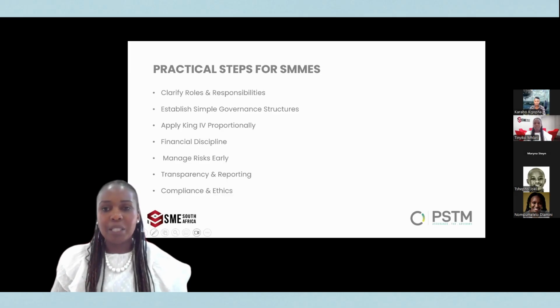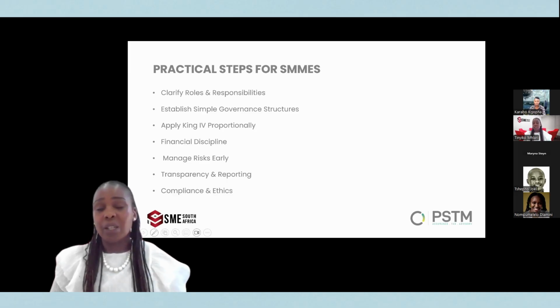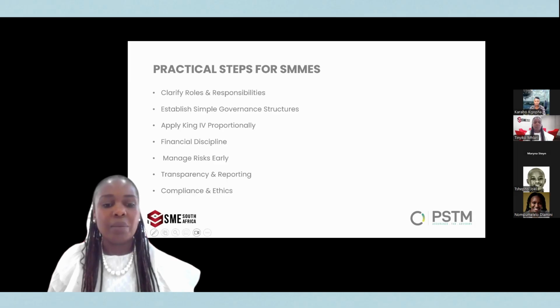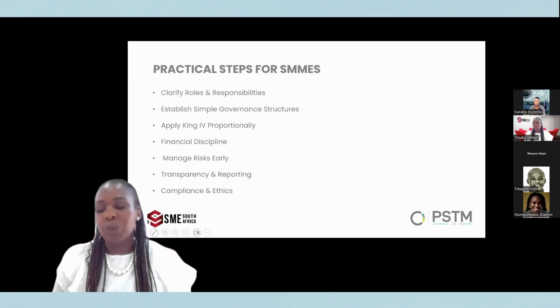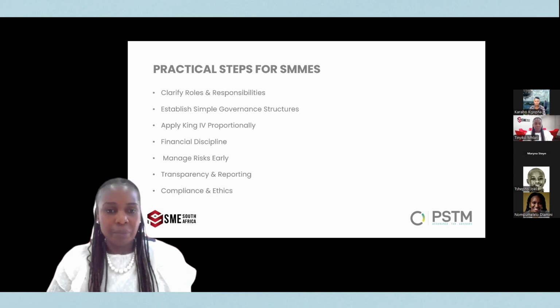Transparency and reporting, very, very important. As I've said earlier, we need to be reporting on time. Compliance and ethics: I've said, ethics is the glue of the organization. Ethical culture is the glue. Compliance is critical because this is what we need to be complying with to deliver on our mandate. So it's very, very important for us to ensure we have that.